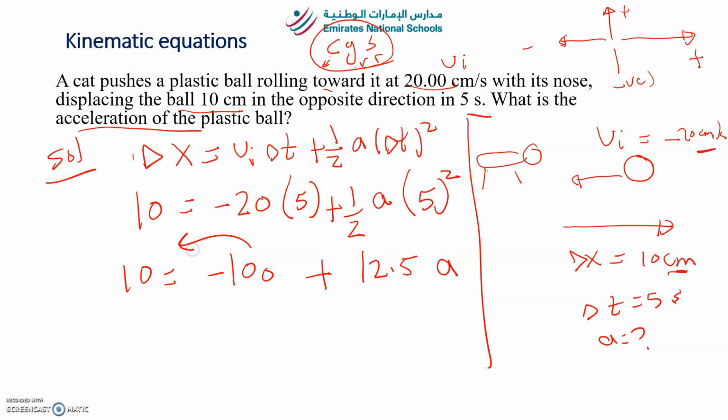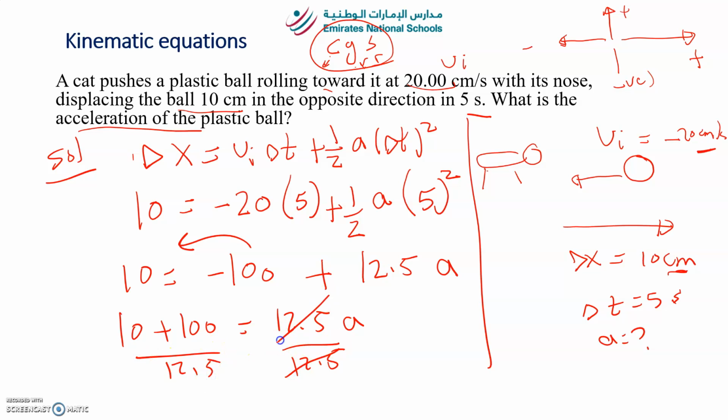Take this to the other side and solve the equation. So I will have 10 plus 100 equals 12.5 times a. I need a, so divide by 12.5 on both sides, and then you get a. The final answer will be 0.87 meter per second squared. Don't forget to write the unit.